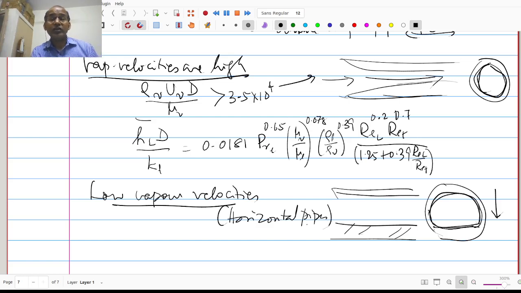For high vapor velocities, whether it's horizontal, vertical or inclined, it doesn't matter. It's the same expression because the vapor velocities dominate gravity. So the gravity terms are taken away. But here the gravity terms are important.